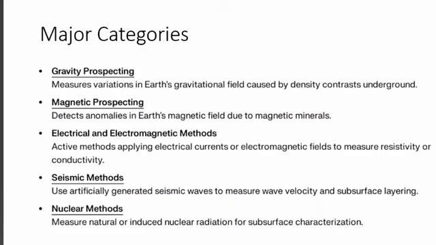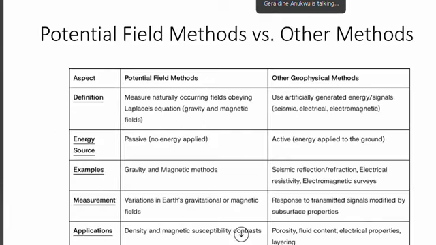Then we also have seismic methods. Under seismic methods, I need to mention that we can have passive seismic. Passive seismic utilizes the Earth's ambient seismic waves. For those methods, we have the horizontal to vertical spectral ratio. We have passive ambient noise measurements and so on and so forth. But that's beyond your grade for now, but just take notes. Then we also have the nuclear methods, which measure natural or induced nuclear radiation from subsurface characterizations. So these are some of the categories that we have.